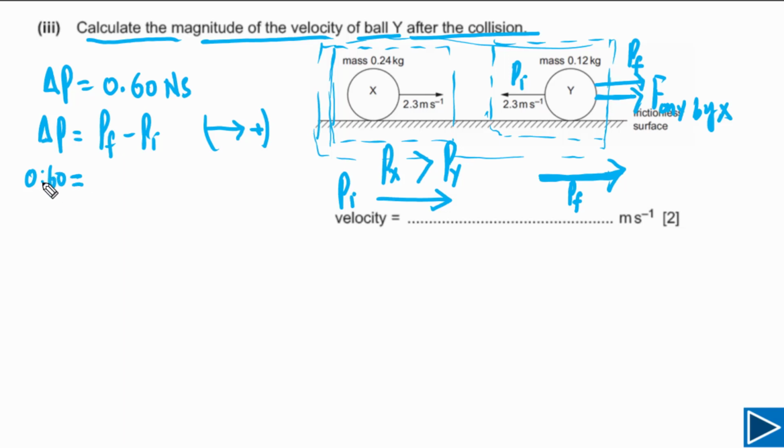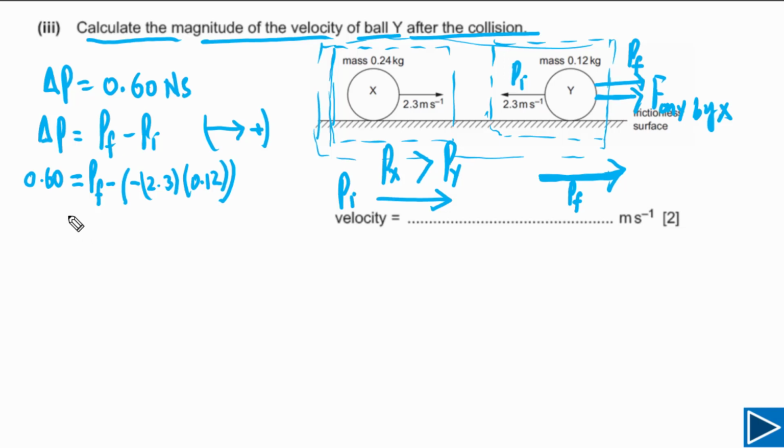Let me rewrite this one. So the change in momentum we have calculated was equal to 0.60 Newton second. And p final we can calculate from here. So p final is positive because this is to the right and we assume to the right is positive. And p initial, this is to the left, so this will be negative. And we can multiply velocity in this case with the mass. So this will be the momentum of ball y before collision.